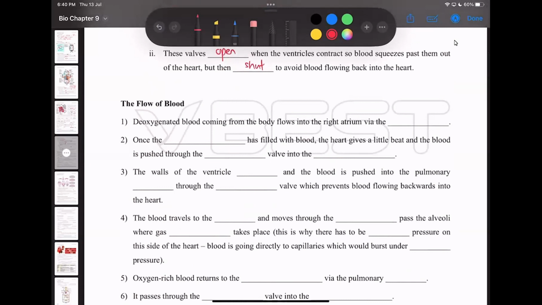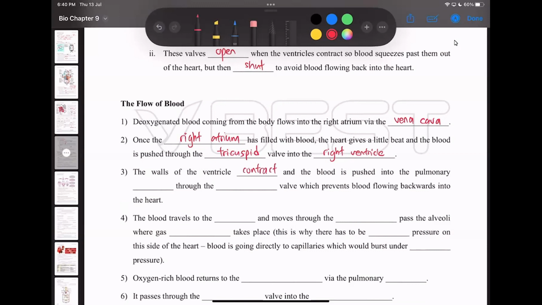So we say that the deoxygenated blood coming from the body will flow into the right atrium via the vena cava. Okay, once the right atrium has filled with blood, the heart will give a little beat and the blood is pushed through the tricuspid valve into the right ventricle.